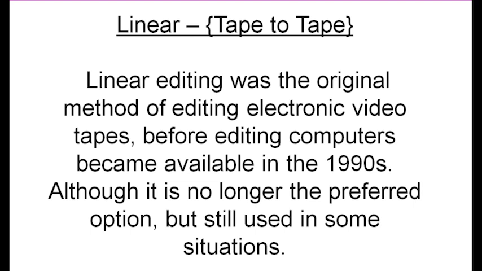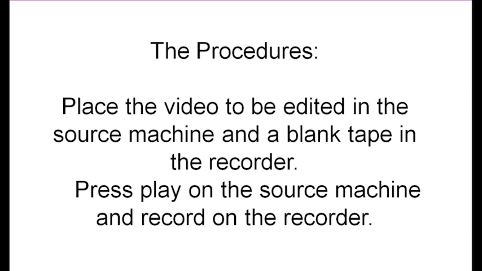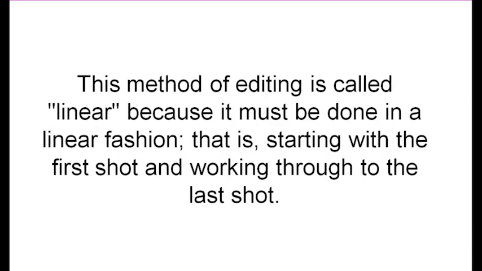Linear editing, they also call it tape to tape editing. It was originally the method of editing electronic video tapes before editing computers came into place. Now, the area where we really have business is where I'm taking us, but it's also important that we know the types of video editing we have. These are the explanations of how linear video editing was done or is being done. This is the procedure. Let's go to the next one.